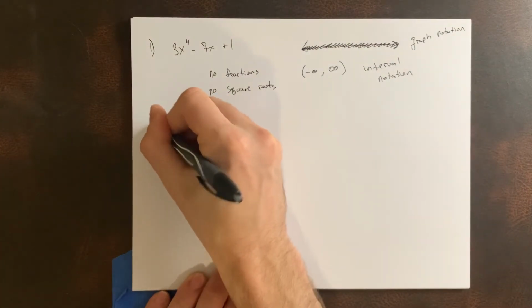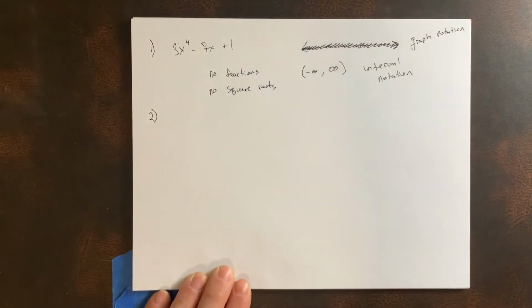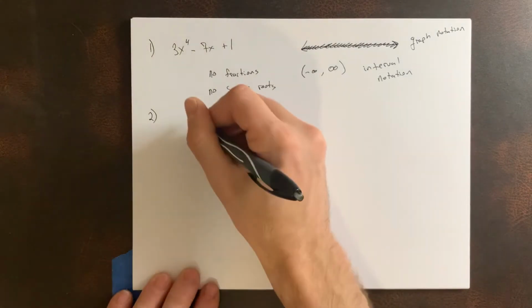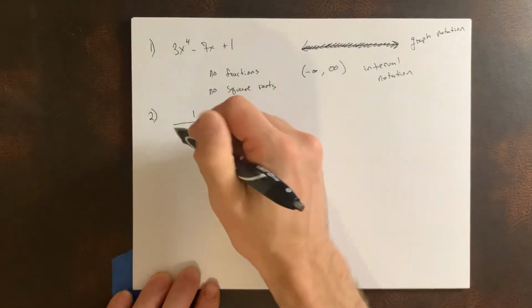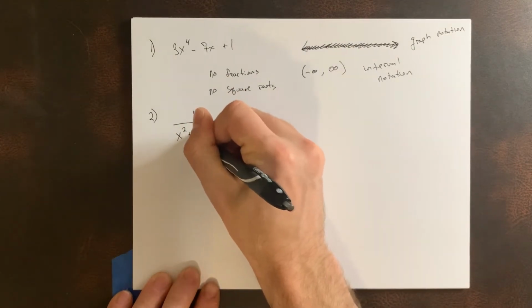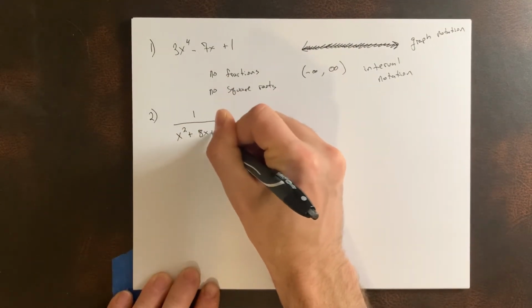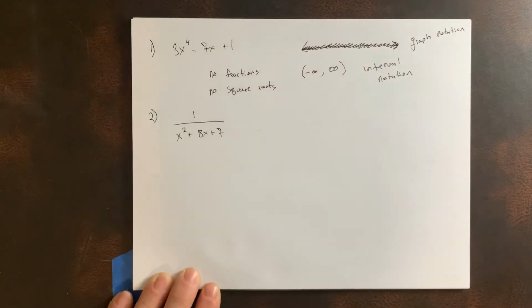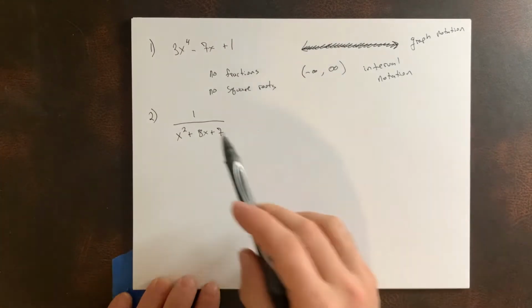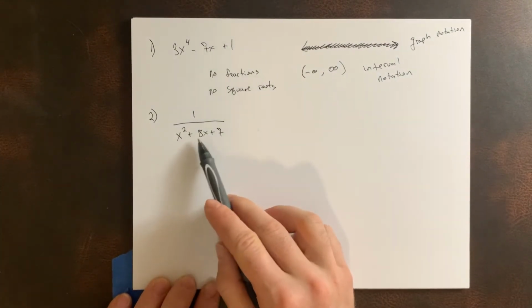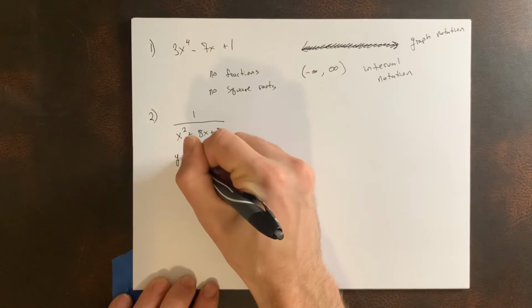Okay, so the next example, let's do this one: 1 divided by x squared plus 8x plus 7. Just like any other domain problem, we start by asking ourselves the same questions. Are there fractions, and are there square roots? This one, we do have fractions. So yes to fractions.